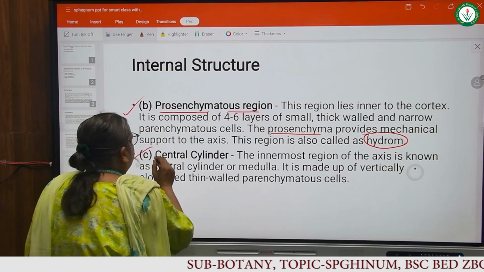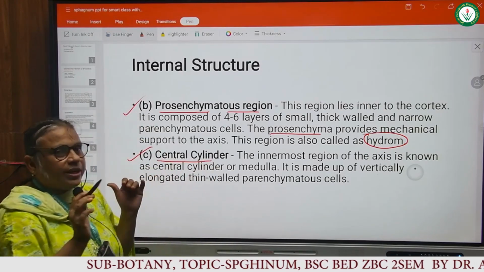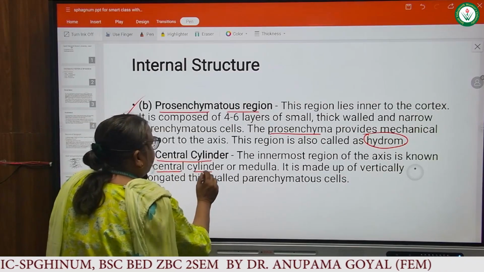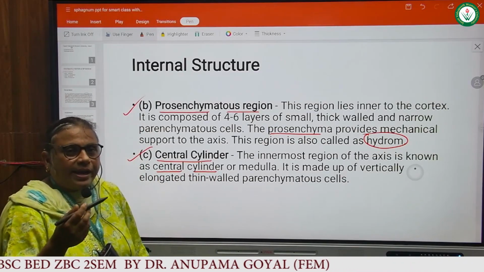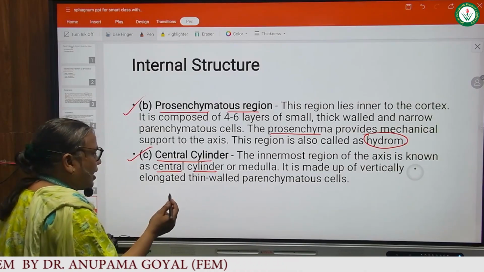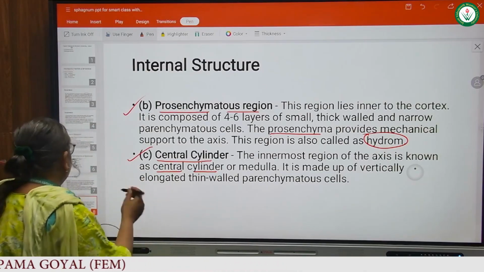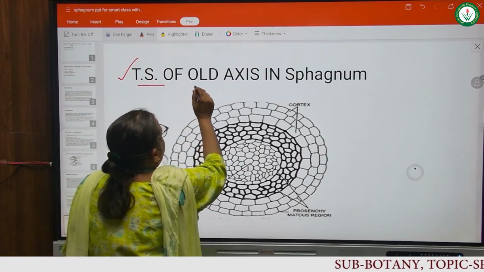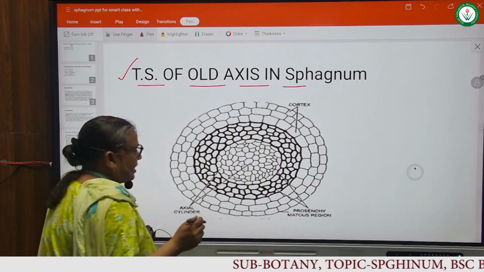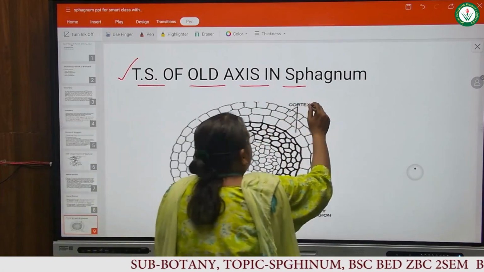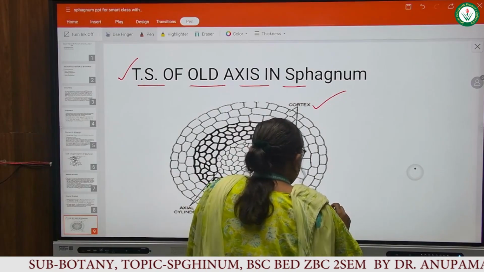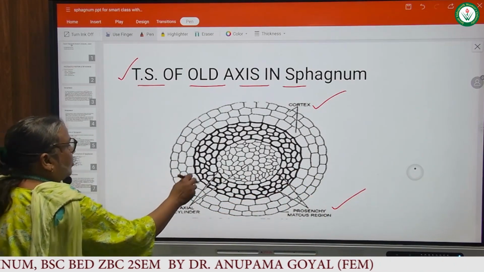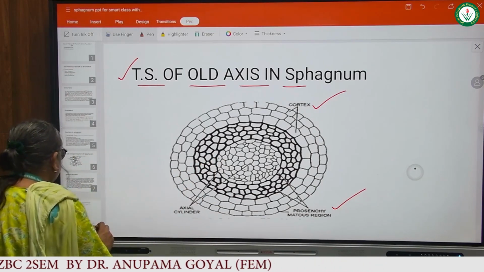And now the central cylinder. The innermost region of the axis is called the central cylinder or medulla. It is made up of vertically elongated, thin-walled parenchymatous cells. Here in this diagram, it is showing the TS of the old axis in sphagnum. At the outermost part, you can see the cortex. Then inner to the cortex, there is the prosenchymatous region. And then you can see the central cylinder in this diagram.